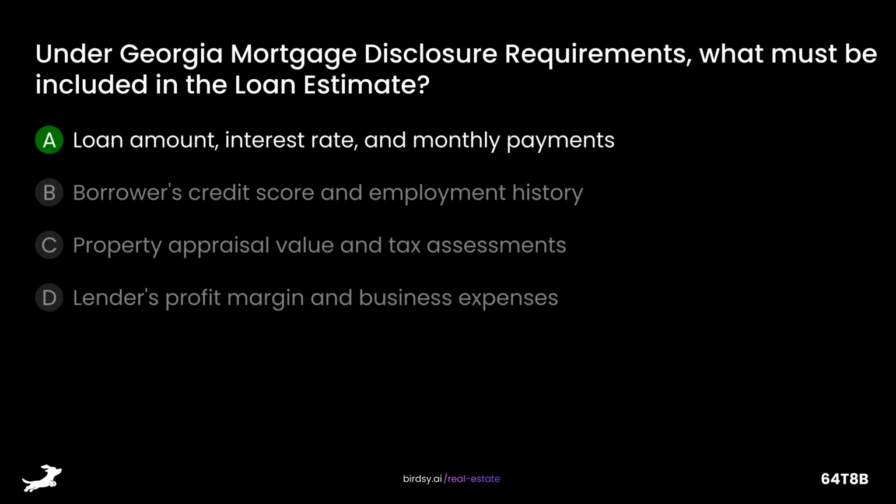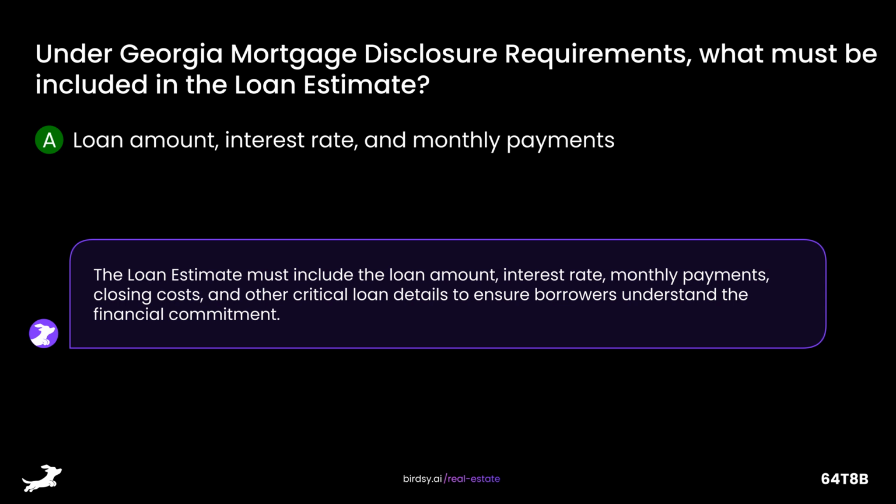The answer is A, loan amount, interest rate, and monthly payments. The loan estimate must include the loan amount, interest rate, monthly payments, closing costs, and other critical loan details to ensure borrowers understand the financial commitment.